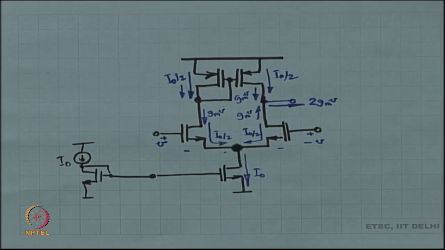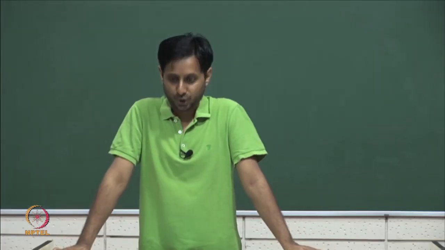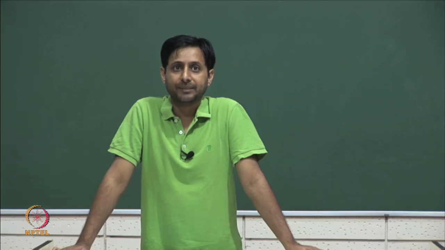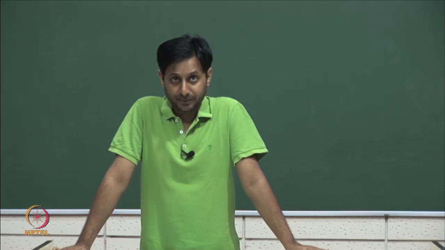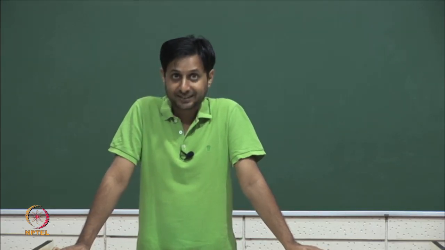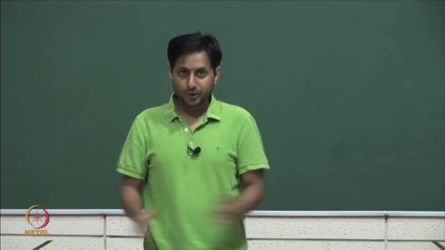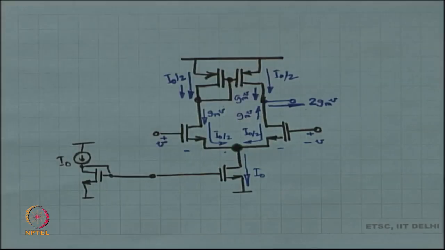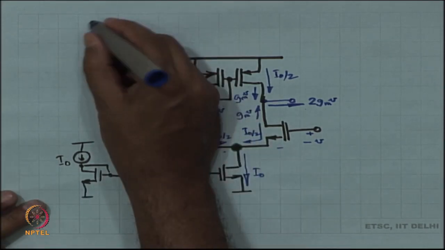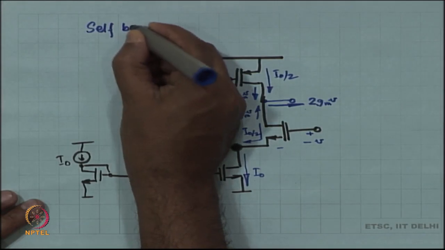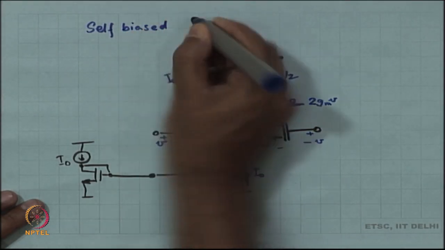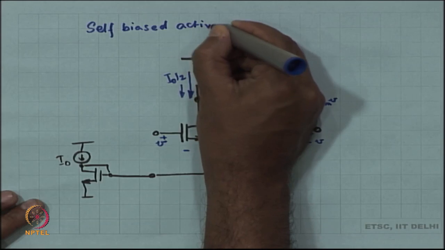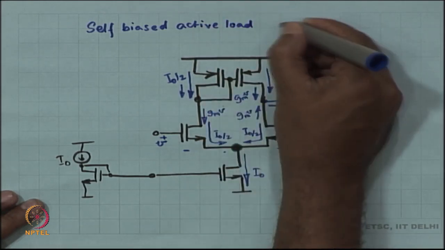All right. So, clearly there seems to be an advantage. Okay. Seems to be. We have to analyze it nicely, right. There is some scope in this circuit. Clearly, this is a circuit that has potential. All right. So, this is called the self biased active load differential amplifier.